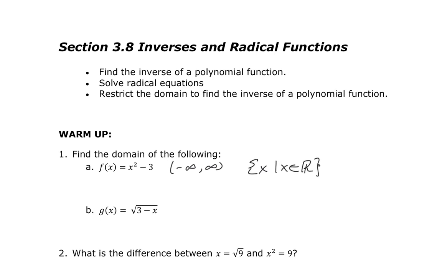On part B, since we know this is underneath the radical, I set what's underneath the radical greater than or equal to 0. And I'm going to have it equal to simply because the radical is not in a denominator. So I have 3 minus x is greater than or equal to 0. So I have 3 is greater than or equal to x. Interval notation is from -infinity to 3, which is inclusive, because x has to be less than or equal to 3. Set builder notation is x such that x is less than or equal to 3.